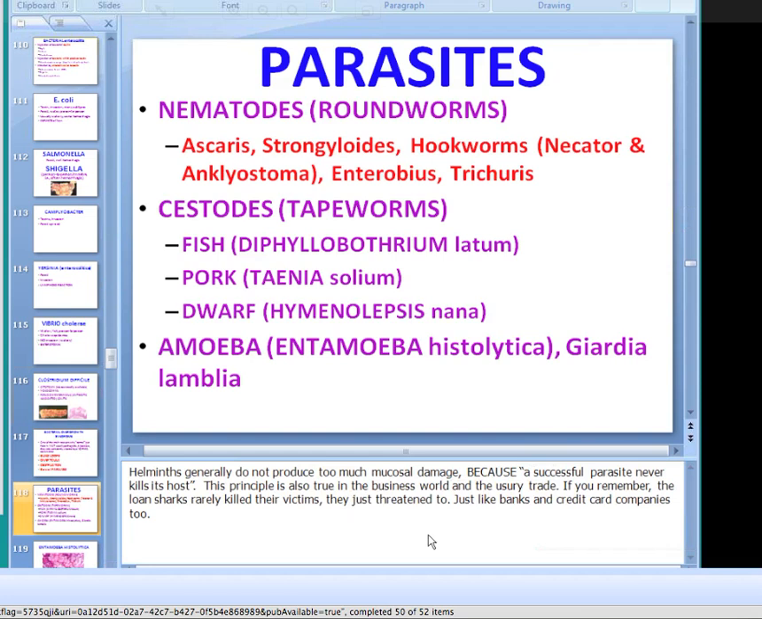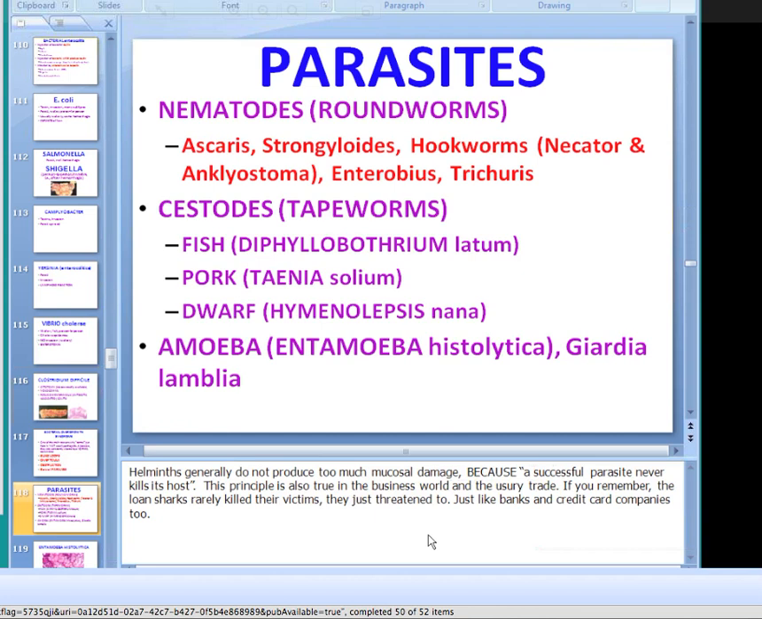I'm not going to go too much into the parasites under enterocolitis, but if you remember when we had that long discussion on infectious diseases, we talked about the common roundworms like Ascaris and Strongyloides and Enterobius and Trichuris. We talked about the hookworms, Necator and Ancylostoma. You should generally have the taxonomy in your mind. And don't forget the tapeworms as well.